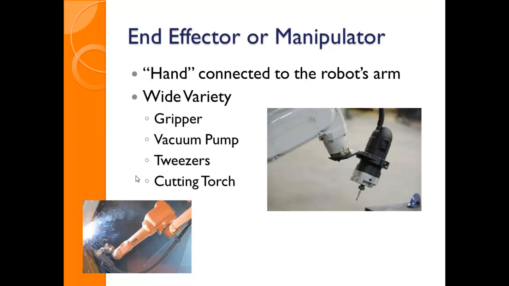So the end effector is kind of like the hand on the end of the robot, or it could be a tool to perform a task. It could be grippers or a vacuum pump like a suction cup, a tweezer, a cutting torch. The picture here, this is an ABB robot that appears to either be cutting or welding maybe, and this one is going to drill over and over. That looks like a Denso robot. This is an ABB robot.